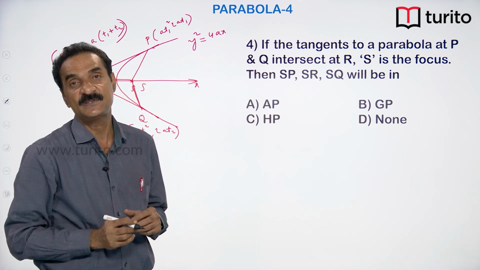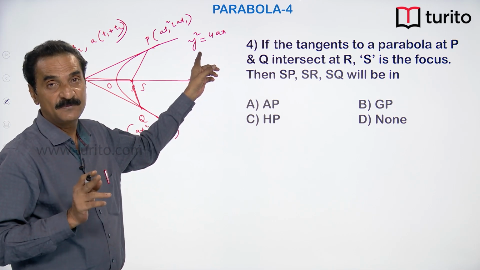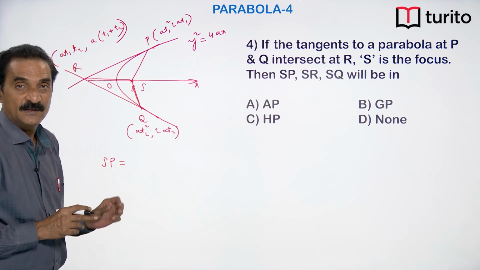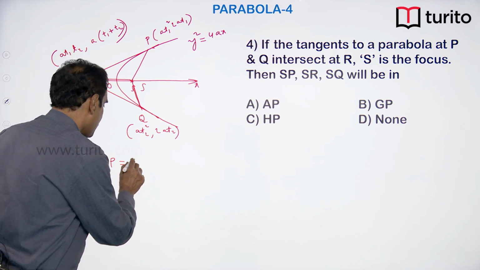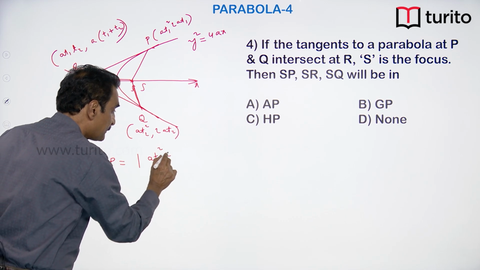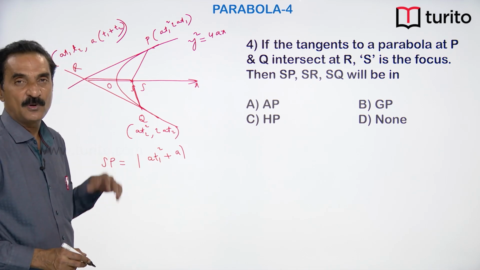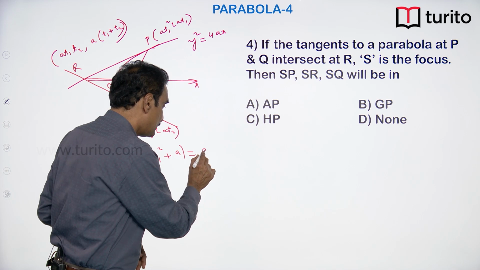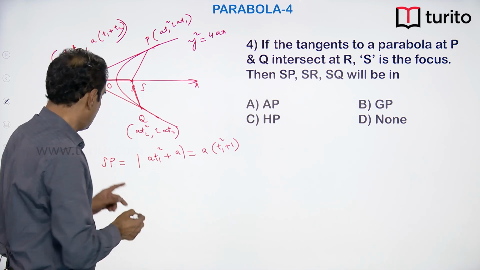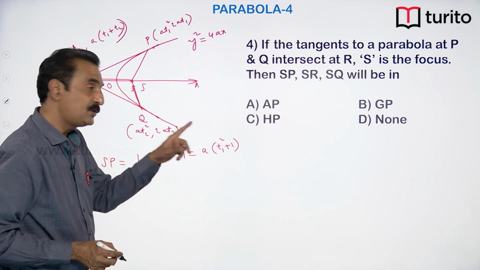What is the formula for focal distance? It is mod x1 plus a. You refer to the list of formulae, characteristics of this parabola, y square is equal to 4ax. Focal distance of the point P is mod x1 plus a. So here mod x1 plus a means aT1 square plus a. Since everything is positive, I will remove the mod. It is equal to a into T1 square plus 1. Similarly, SQ we can write directly as a into T2 square plus 1.